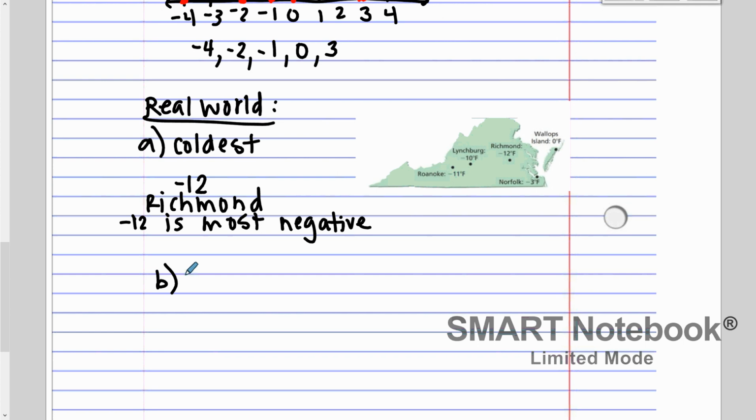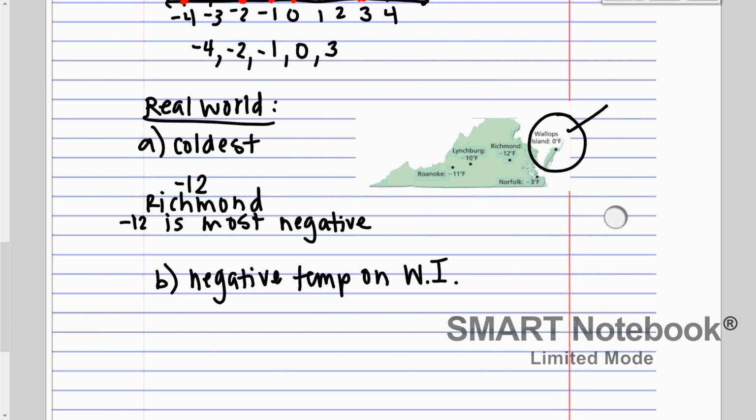Has there ever been a negative Fahrenheit temperature, which is what these F stand for, Fahrenheit, recorded on Wallops Island? So has there ever been a negative temperature on Wallops Island? We need to find Wallops Island on the map. Looks like it's over here. And the coldest temperature on Wallops Island was 0 degrees. So I want you to go ahead and answer that question B. Has there ever been a negative temperature on Wallops Island if the coldest temperature that's ever been recorded is 0 degrees?